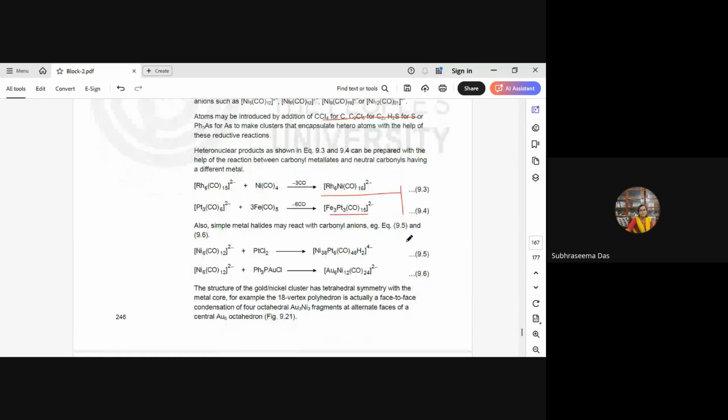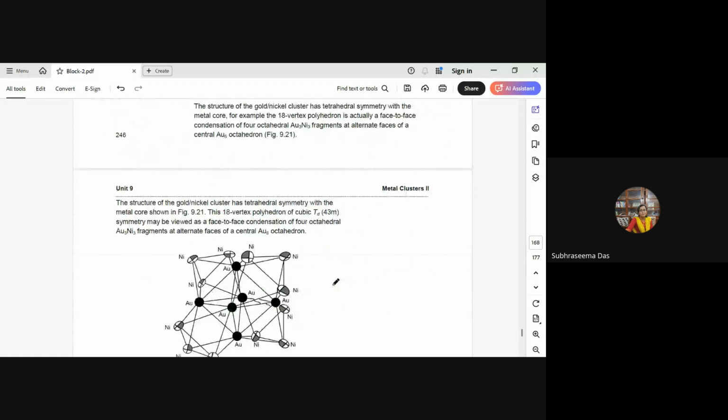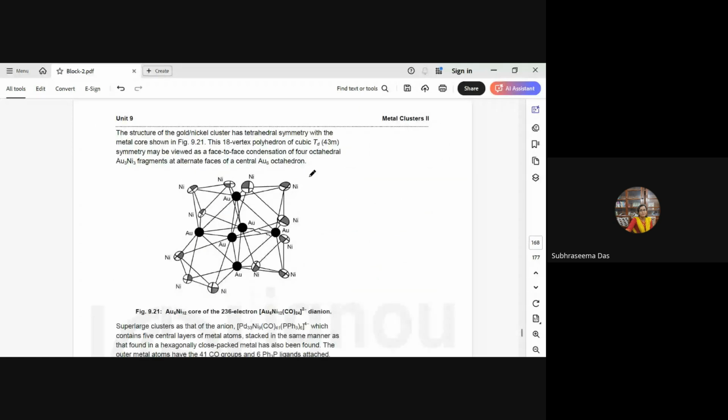Also, simple metal halides may react with carbonyl anions to form metal clusters of this type. The structure of the gold nickel cluster has tetrahedral symmetry with the metal core. For example, the 18 vertex polyhedron is actually a face to face condensation of 4 octahedral complexes. This is a condensation of 4 Au3Ni3 fragments to form the Au octahedron.